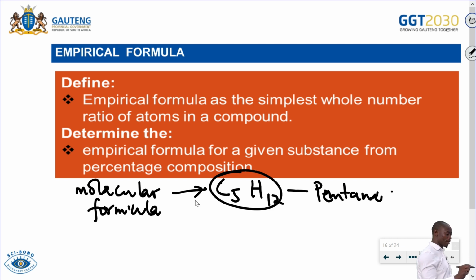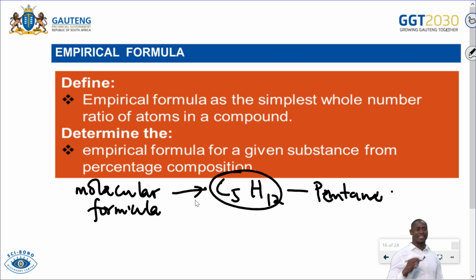This is the molecular formula of pentane. So the molecular formula is the actual formula of a compound. It shows the exact number of atoms present in that compound. That is the molecular formula. So it's the actual formula.